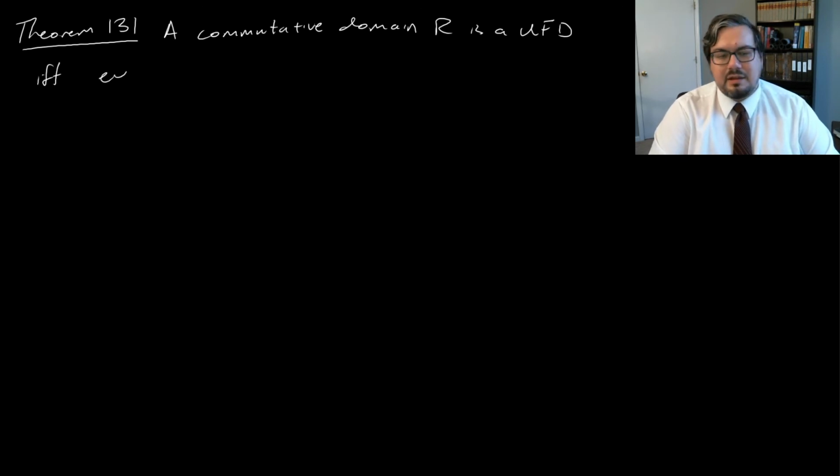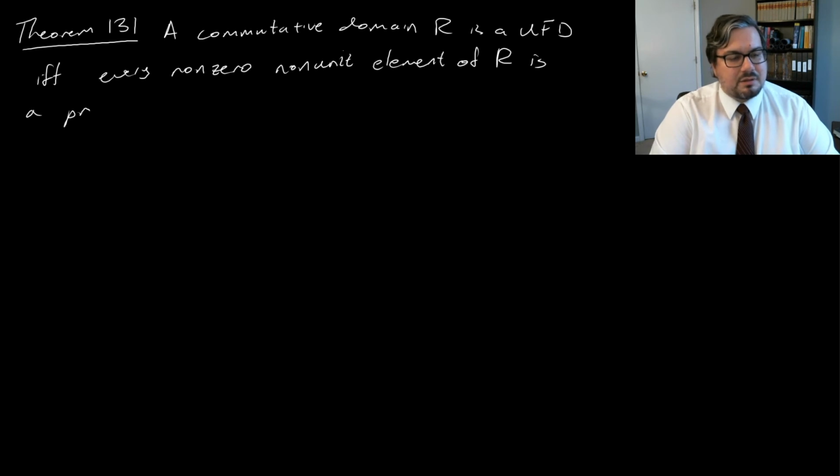So, a commutative domain R is a UFD if and only if every non-zero, non-unit element of R is a product of prime elements of R.